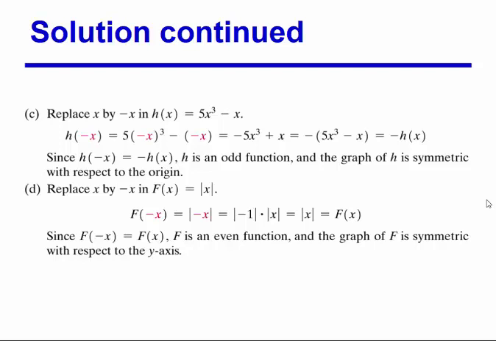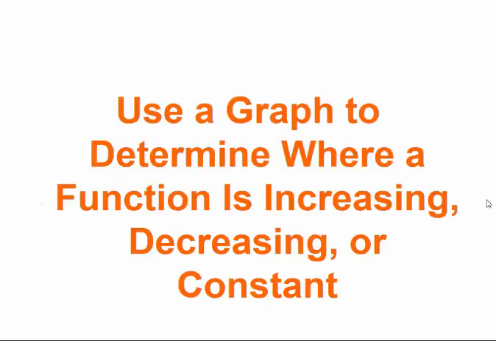Next one, we're going to replace x with negative x. So h of negative x is equal to negative h of x. Since h of negative x is equal to negative h of x, h is an odd function, and the graph of h is symmetric with respect to the origin. For letter D, f of negative x is equal to the absolute value of negative x, which is equal to f of x. And since f of negative x is equal to f of x, f is an even function. It's symmetric with respect to the y-axis.